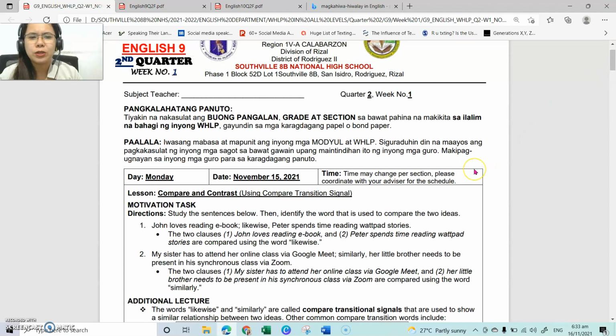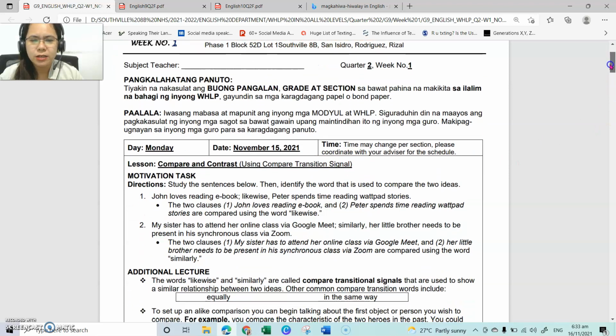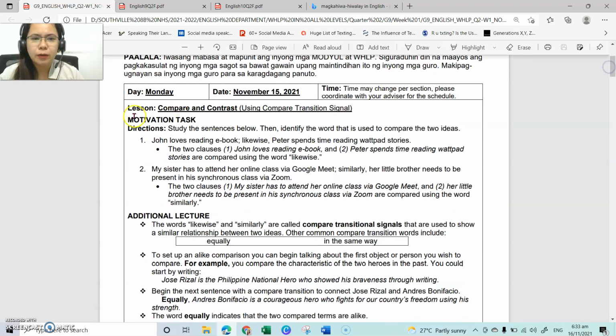Now let's go to your task. So the lesson is compare and contrast using compare transition signal. I know that you are already familiar with this. So here, motivation task. What you have to do, you have to study the sentences below. Then identify the word that is used to compare the two ideas.